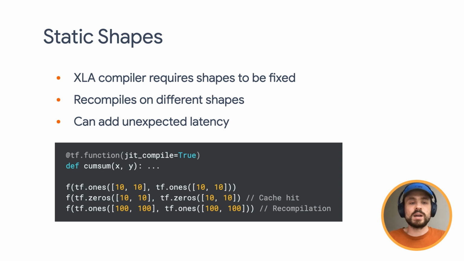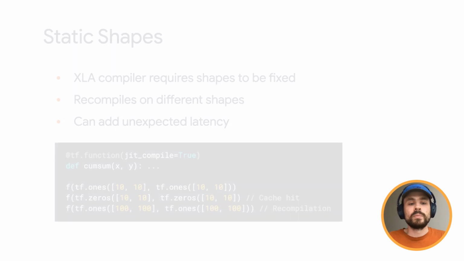For instance, in the example on this slide, if you run the example multiple times with a shape of 10 by 10, only the first time you run it, the compilation is necessary. But then if we change the shape to be a matrix of 100 by 100, we would need to recompile. And all compilations are essentially cached forever while your process is running.